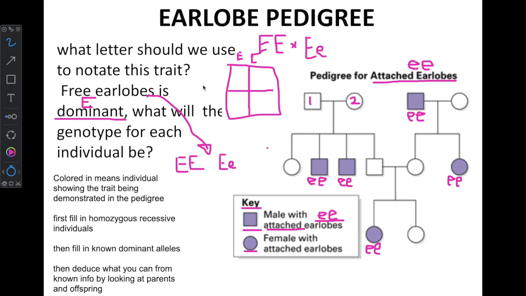It's really painful doing these Punnett squares, drawing on my computer pad, but that's okay. We're just filling in the Punnett square. One parent on top, capital E, capital E. One parent on the side, it's heterozygous, right? And then you fill in your Punnett square.